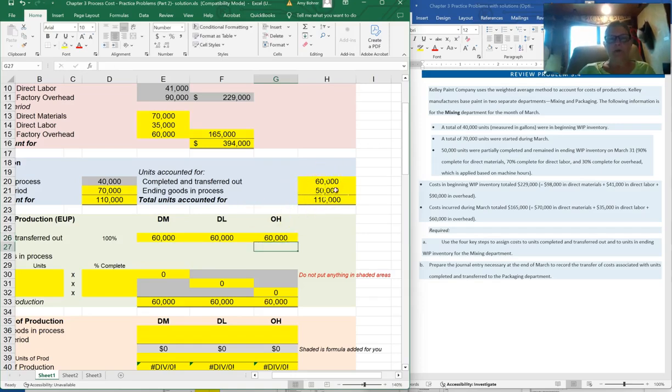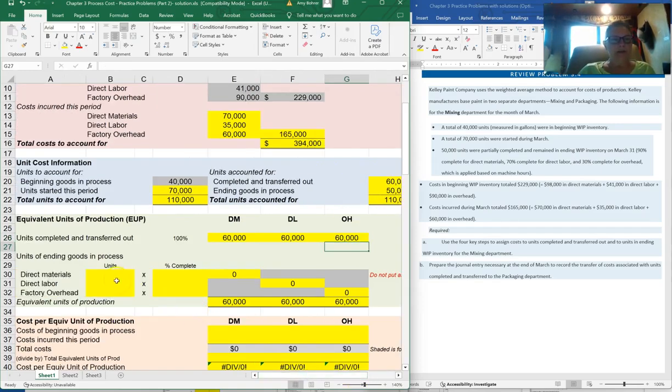And then what are the goods that were in ending goods in process were 50,000. So we're going to put 50,000 units here. It says units of ending goods in process. So number of units, 50,000 for each one.